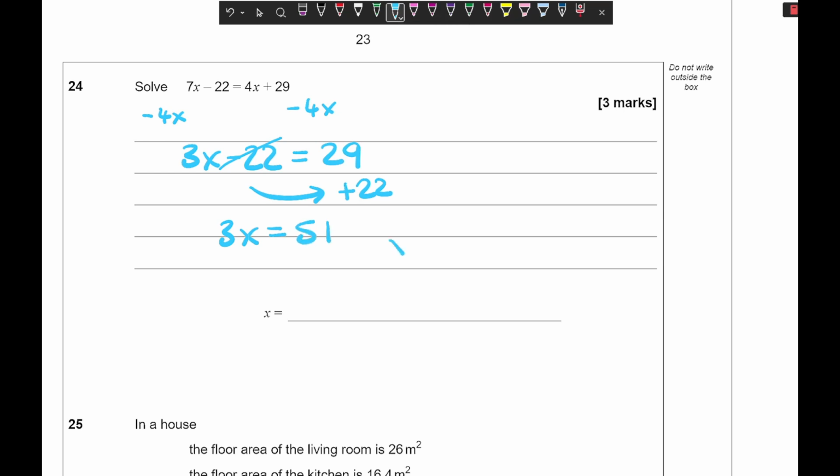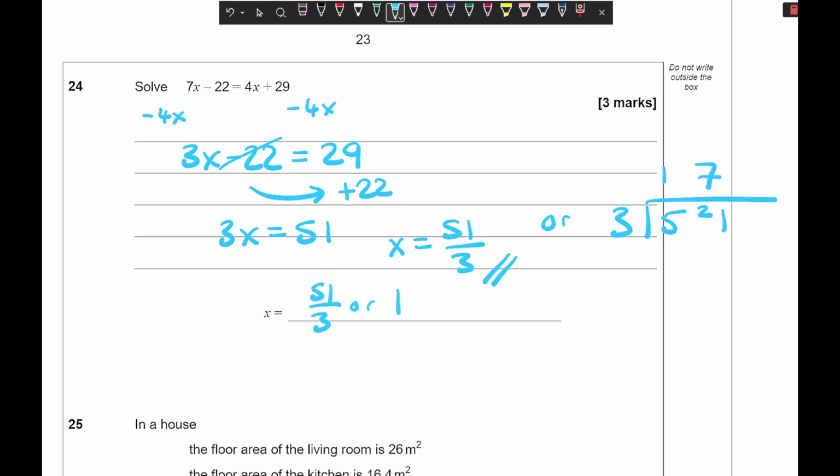And then all that's left for me to do is 51 divided by 3, which I can leave as that. Or I can attempt to work it out, in which it should divide. So how many 3s go into 5? That's 1, remainder 2, and that's 7. So the answer then is 51 over 3, or 17. And again, I'll probably opt for 17 as a better answer.